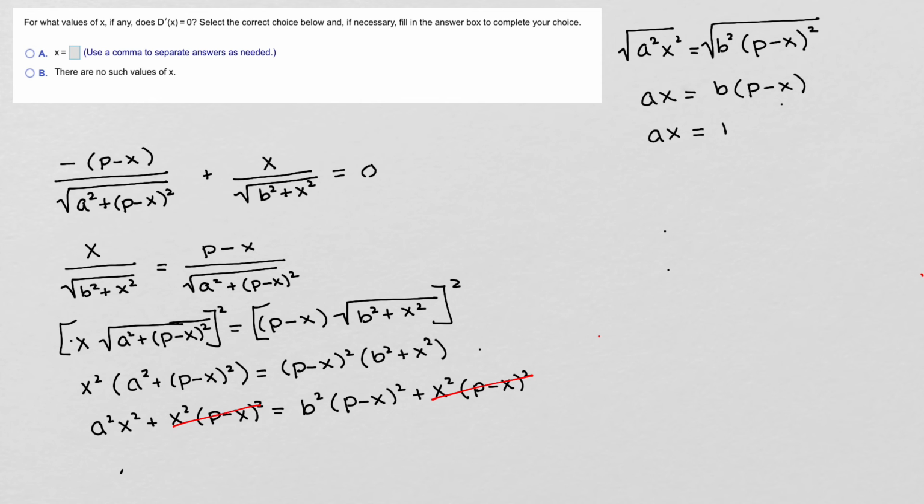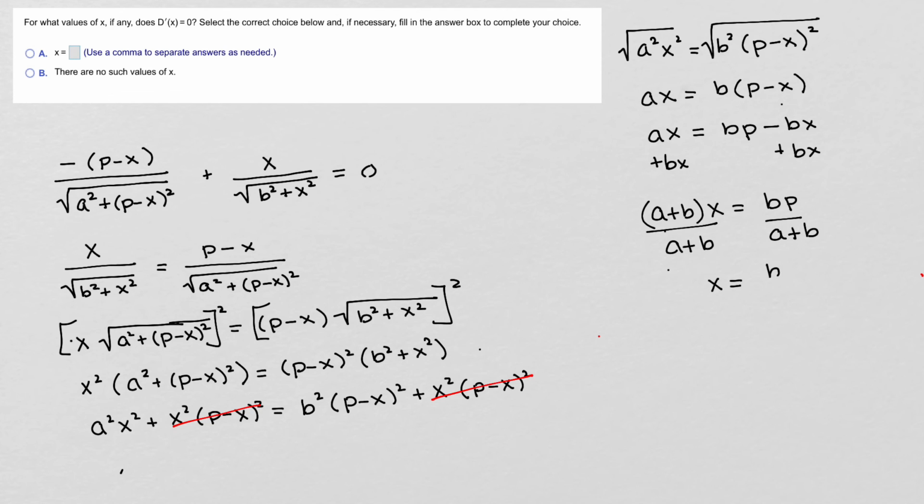So Ax equals BP minus Bx. I'm going to add that Bx term to both sides, and I have (A plus B) times x equals BP, and I divide both sides by A plus B, and cha-ching, there is my solution. So x is equal to BP over A plus B.